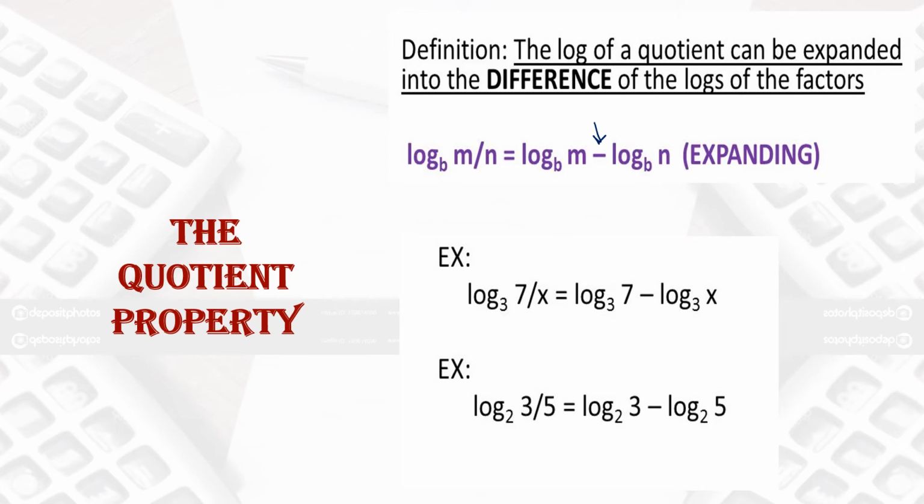So log base 3 of 7 over x. So 7 is one expression and x is another. So you are going to write log base 3 of 7 and log base 3 of x and separate them by using a negative sign. Similarly, 3 over 5, you write log base 2 of 3 and then you write log base 2 of 5. Since 3 and 5 are dividing with each other, you have to separate them with a negative sign.